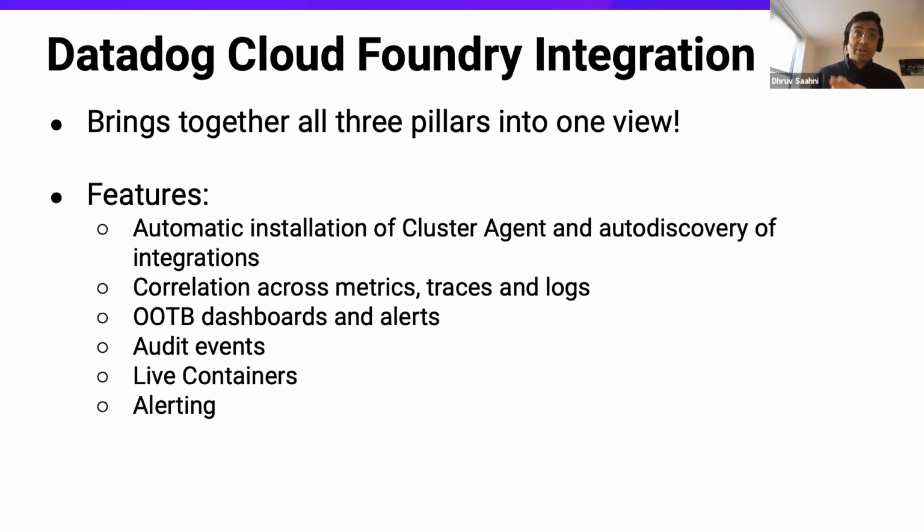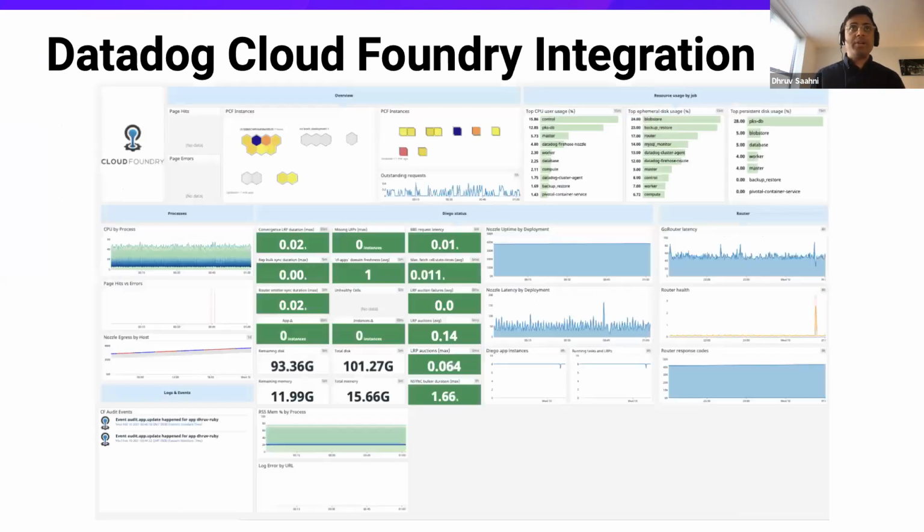You can correlate across metrics, traces, and logs, not only from Cloud Foundry, but all your different applications. It also includes out-of-the-box dashboards and recommended monitors. And we also have audit events. We have live containers so that you never actually have to run the CF apps command ever. You can see all your Cloud Foundry apps through a UI. And then, of course, we have alerting, right? Because you want to get paged and proactively set these things up versus just dashboards. So if you actually install the Cloud Foundry integration, you'd be greeted with a nice, pretty looking dashboard, something like this, which comes out of the box. You don't actually have to set this up yourself.